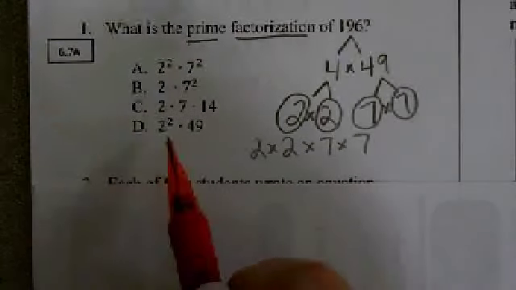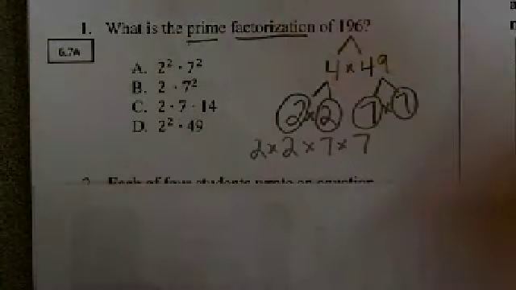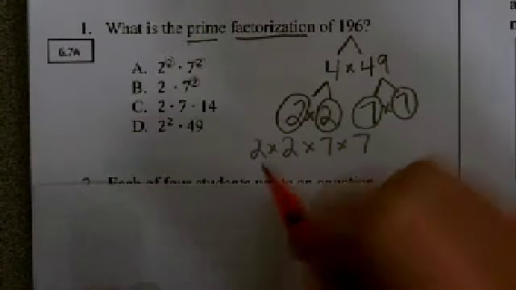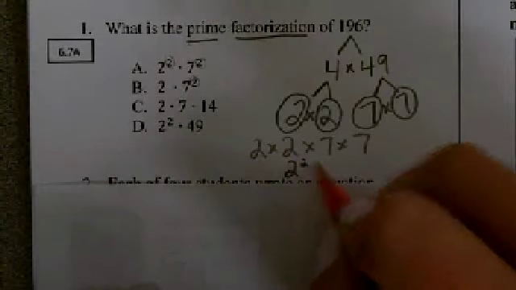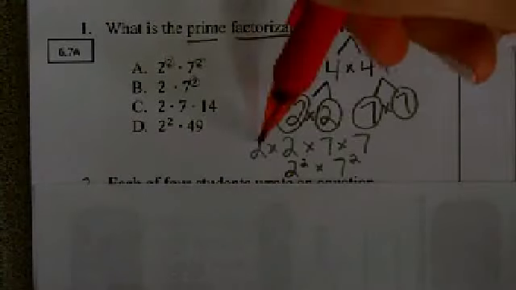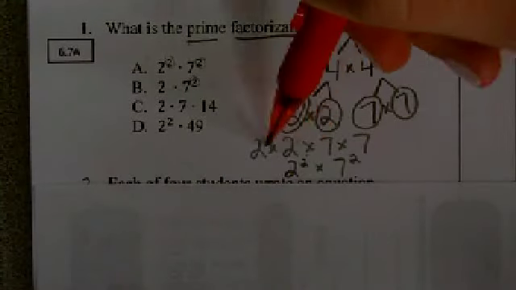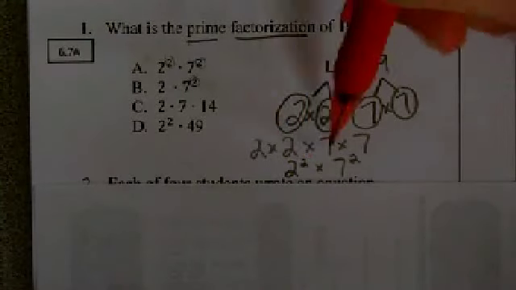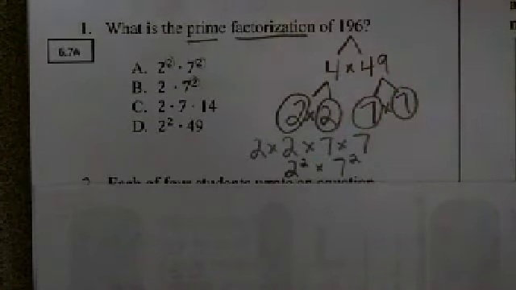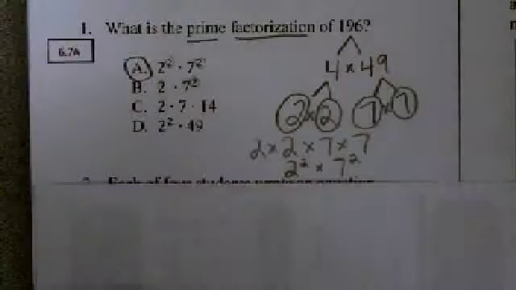But our answer choices are in exponential form because they have exponents in the answers. So we can also express this as 2 squared times 7 squared, because there's 2 twos, so that goes squared. There's 2 sevens, so that goes squared. So our answer choice to number 1 is letter A. Now moving on to number 2.